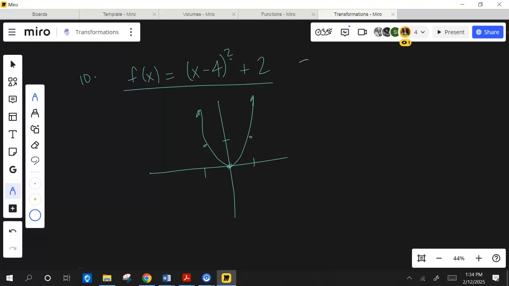This vertex is 4, 2. Because every point slid over 4 and up 2, right? So this is 4, 2. X is opposite. So if you subtract from x, that means go right. If you add to x, that means go left. Whatever your brain thinks with x, do the opposite. The y is the same. What's the domain? I'm looking at the white one here. -∞, infinity. How about the range?